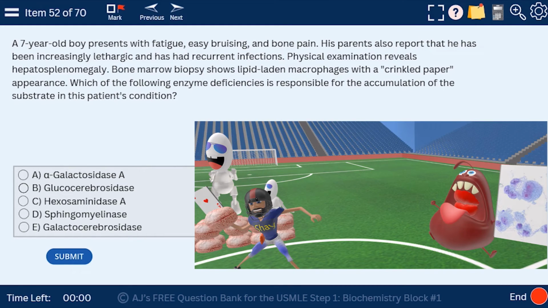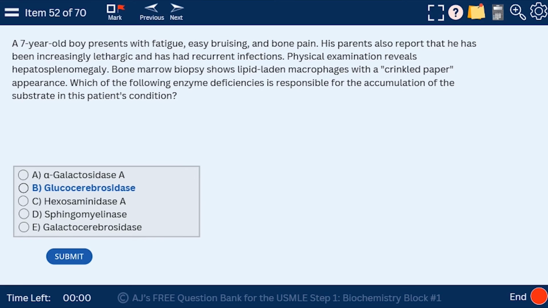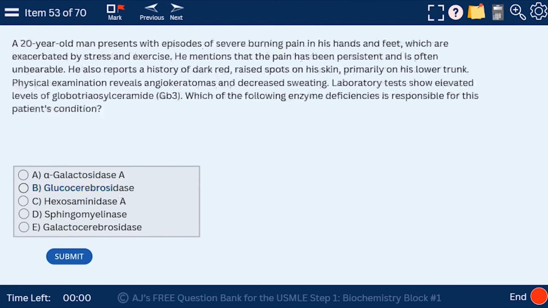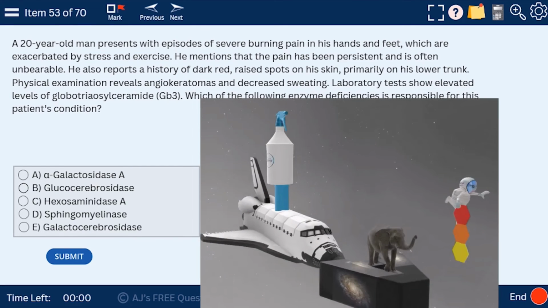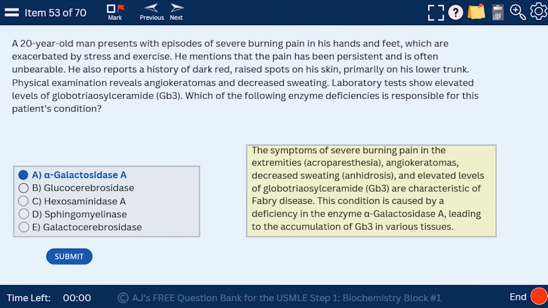This is Gaucher disease, glucocerebrosidase, one of the 3 conditions that they like to associate with Ashkenazi Jews: Gaucher disease, Tay-Sachs, and Niemann-Pick disease. Gaucher disease. 53. This 20-year-old man who has these dots on his skin, these angiokeratomas, and neuropathy. This is Fabry disease, caused by alpha-galactosidase A, which I have a fun mnemonic on my website, and you can read about it over here. The condition, Fabry disease.